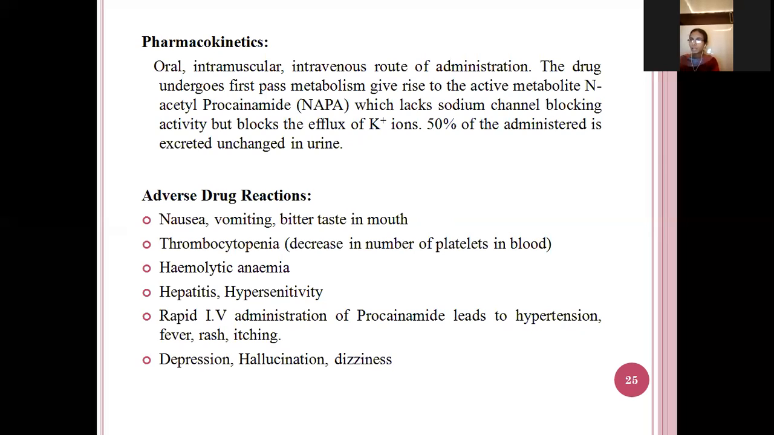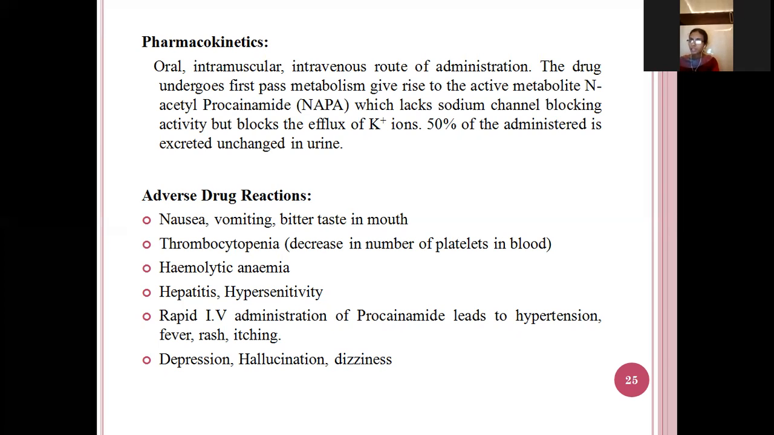So the drug undergoes first pass metabolism, which gives rise to the active metabolite, that is N-acetylprocainamide. This active metabolite lacks sodium channel blocking activity but blocks the efflux of the potassium ions. So 50% of the administered drug is excreted in unchanged form in urine.